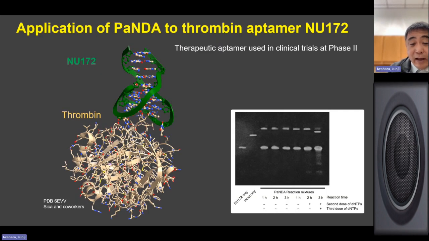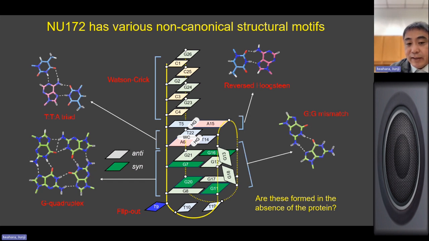We also used PaNDA to produce the thrombin aptamer NU172. This is a therapeutic aptamer used in clinical trials at phase 2, and this is the crystal structure of NU172 bound to thrombin. We produced carbon-13 N15 labeled NU172 using PaNDA. This is basically the reaction results. And we wanted to see whether or not NU172 can form this kind of unusual structure, even in the free state.